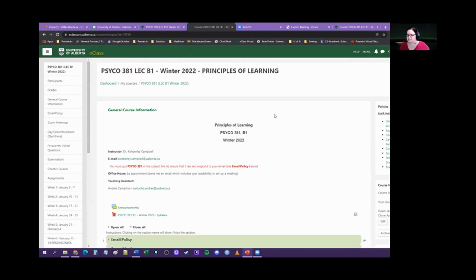Perfect. So this is our eClass. It might look just a little bit different because it's the instructor view, not the student view. I put it on student view earlier, but then it wouldn't let me into Zoom, and I am just not messing with that. So if you haven't seen it, this is what our eClass looks like. I believe everything's accurate here.